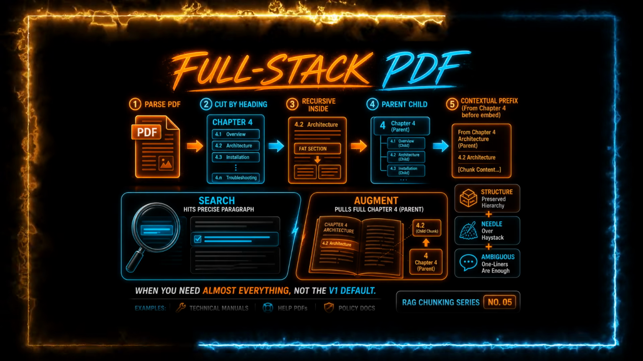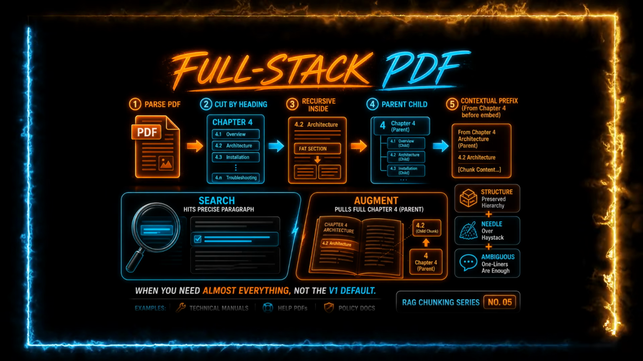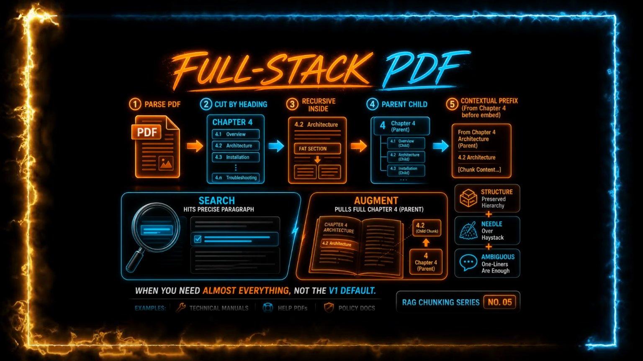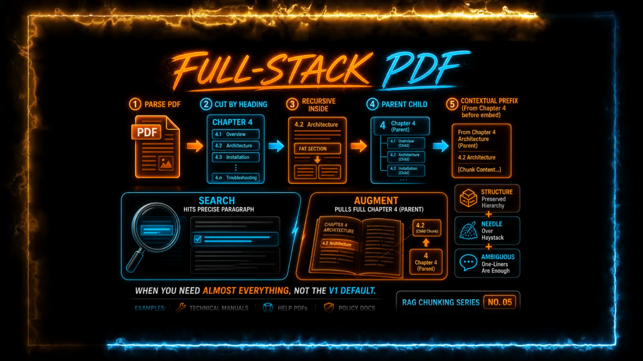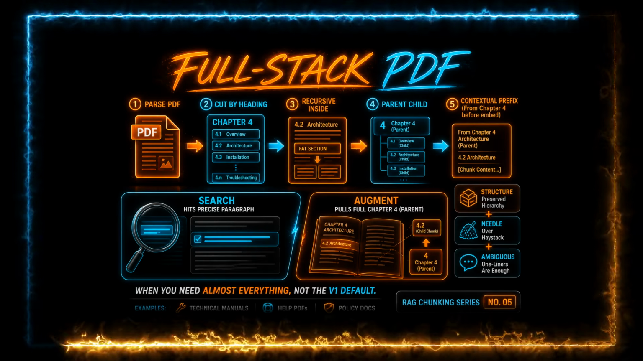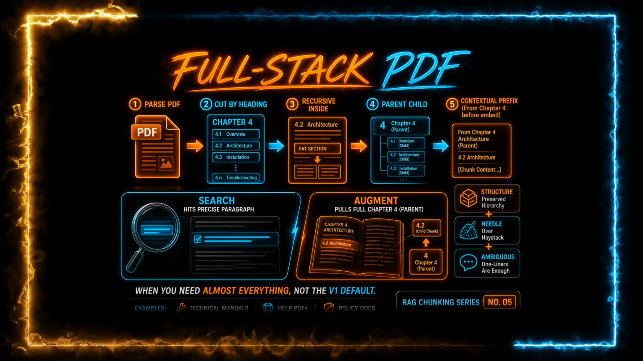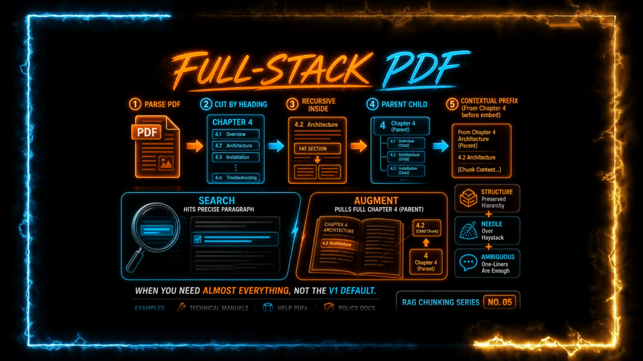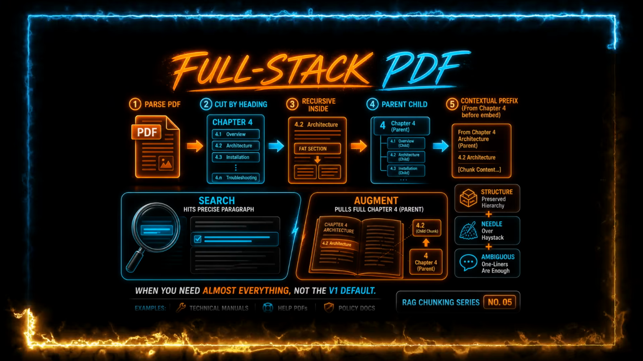Cons: heaviest of the four. Parser cost, parent wiring, contextual ingest, and token budgets stack up. Overkill for tickets or chat. Treat it as the "when you need almost everything" walkthrough, not the V1 default. This is the end-to-end example that stacks structure first plus needle plus haystack plus ambiguous one-liners.